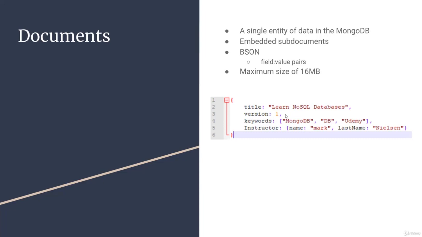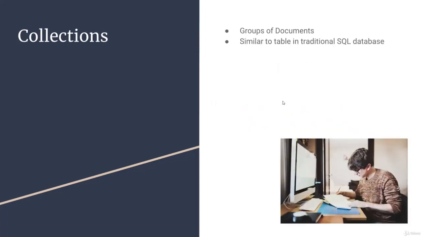And basically the maximum size of such a document is 16 megabytes, which is quite a lot. So you can actually store a lot of information within such a document. But if you have more than one document, you can group them together, and it is called a collection. So when you have multiple documents stored together, you have a collection of documents, which is quite similar to a table in a traditional SQL relational database.